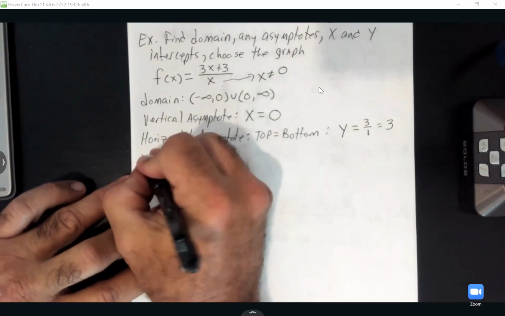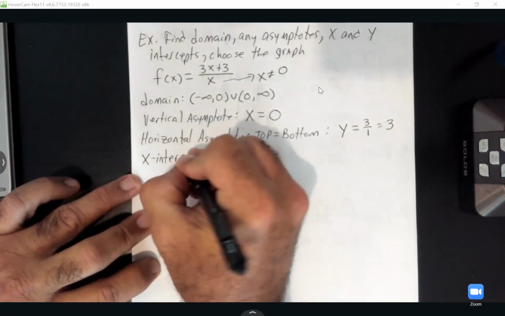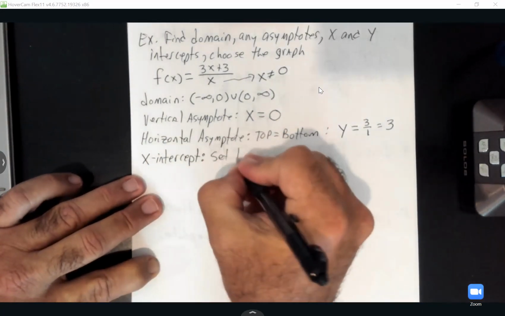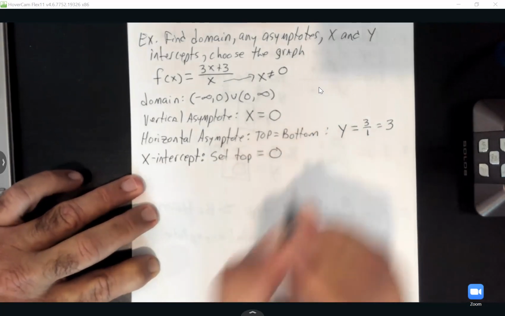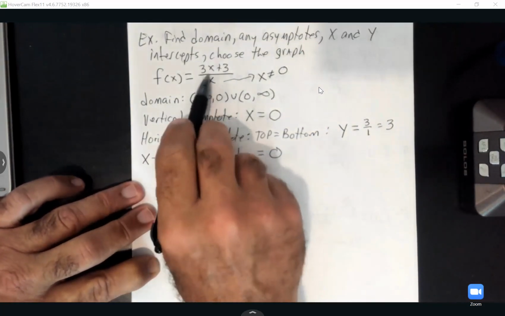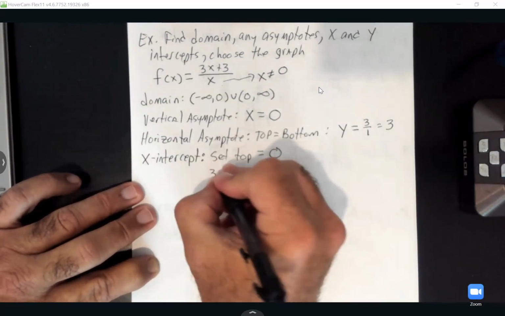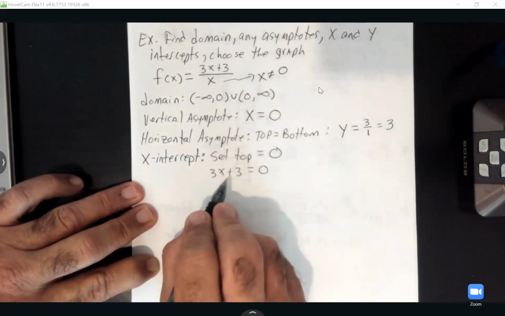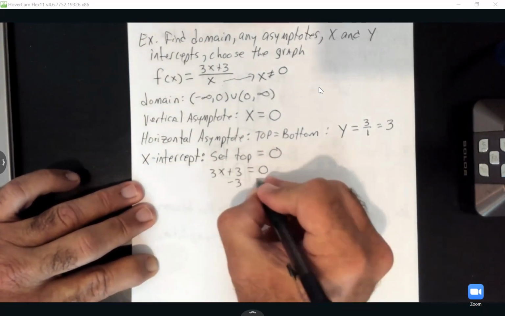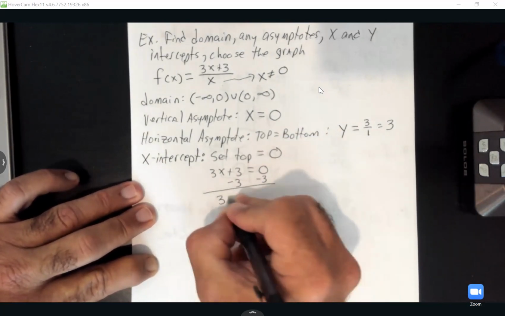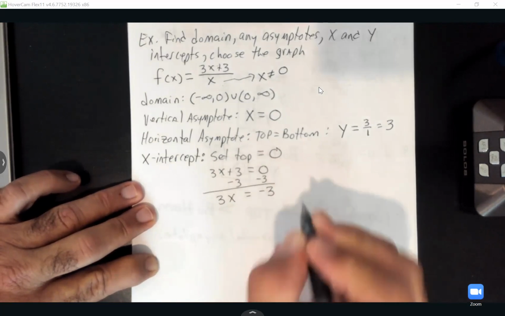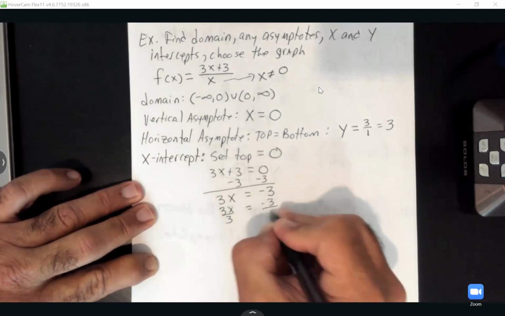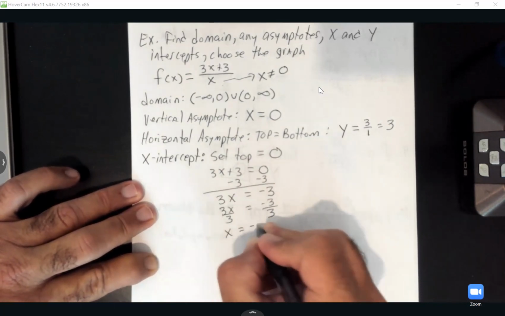All right, then they want us to find the x-intercept. So y'all, to find the x-intercepts, you're going to set the top equal to 0. The top of mine is 3x plus 3. I'm going to set that equal to 0 and solve it for x. So y'all, what are we going to do? Subtract 3. So I get 3x equals -3. Then divide both sides by 3. So I get x equals -1.